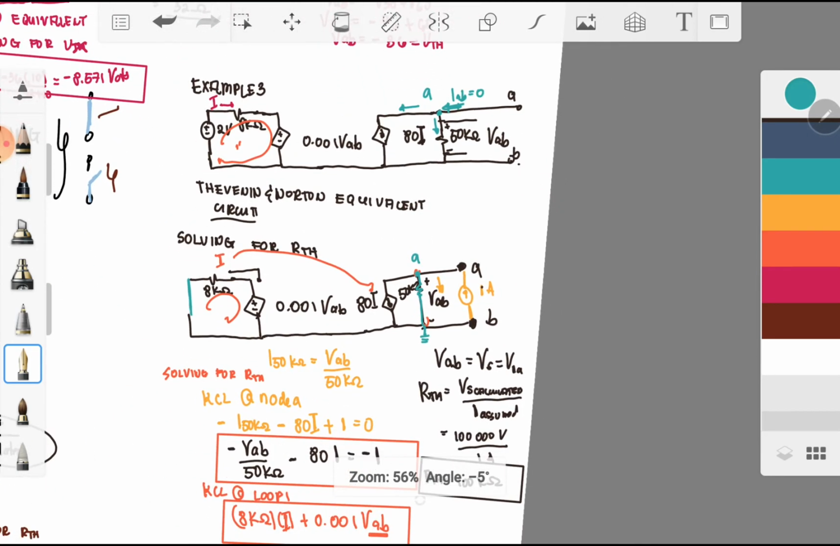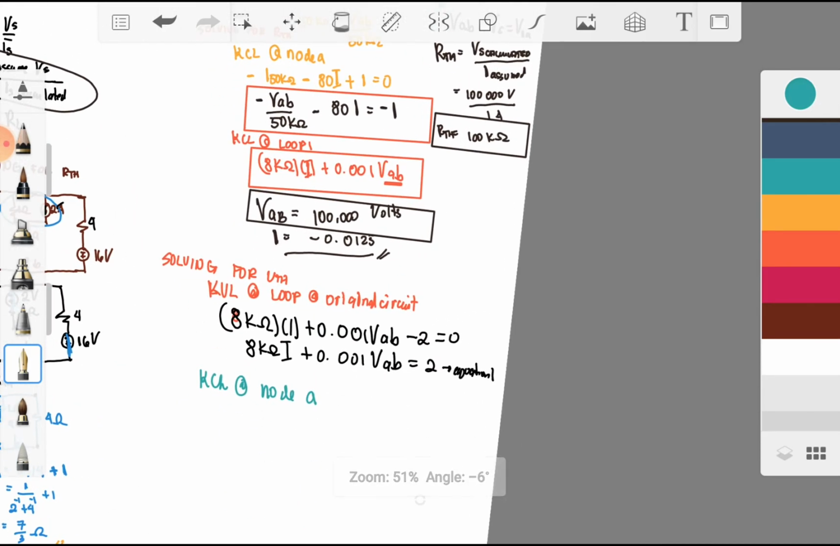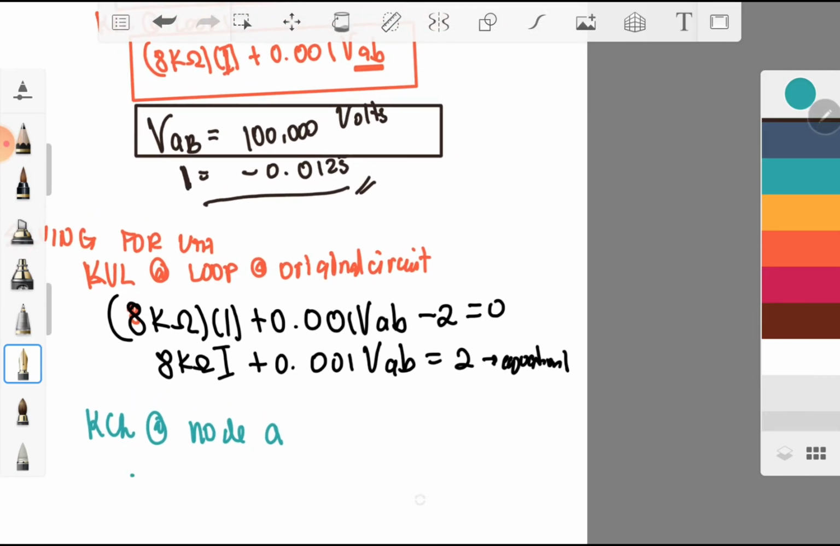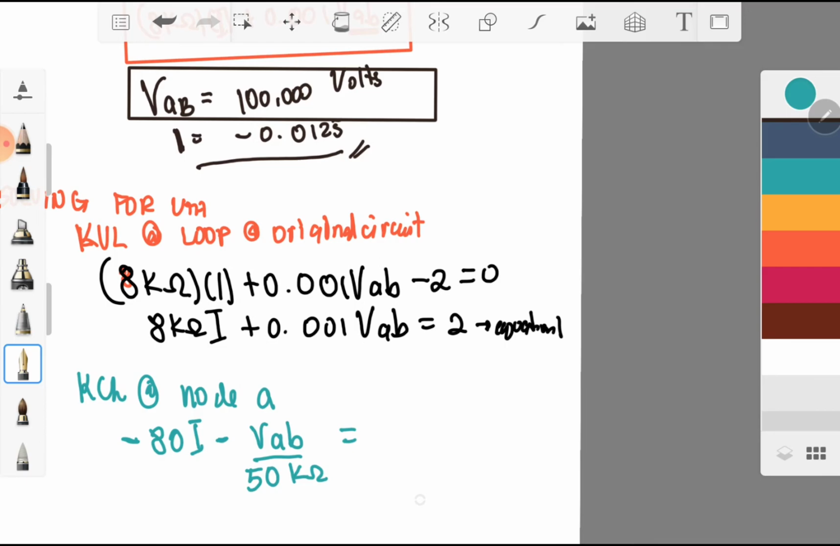So we have negative ATI minus VAB over 50 kilo ohm equals, so syempre pumasok yung IAB natin, but take note that our IAB is 0. So I will say that it is 0.